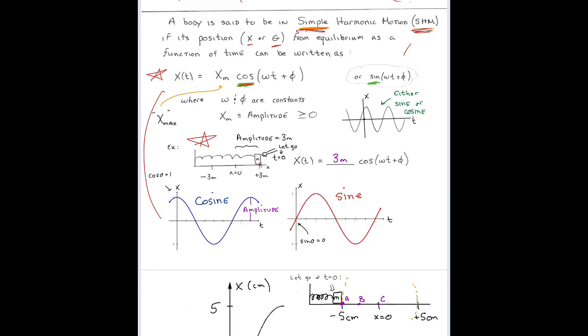So you let go of it here, and that thing is going to oscillate back and forth like this. 1, 2, 3, 1, 2, 3, 4, 5, 6, and so on. So that thing's going to oscillate back in simple harmonic motion, all right?